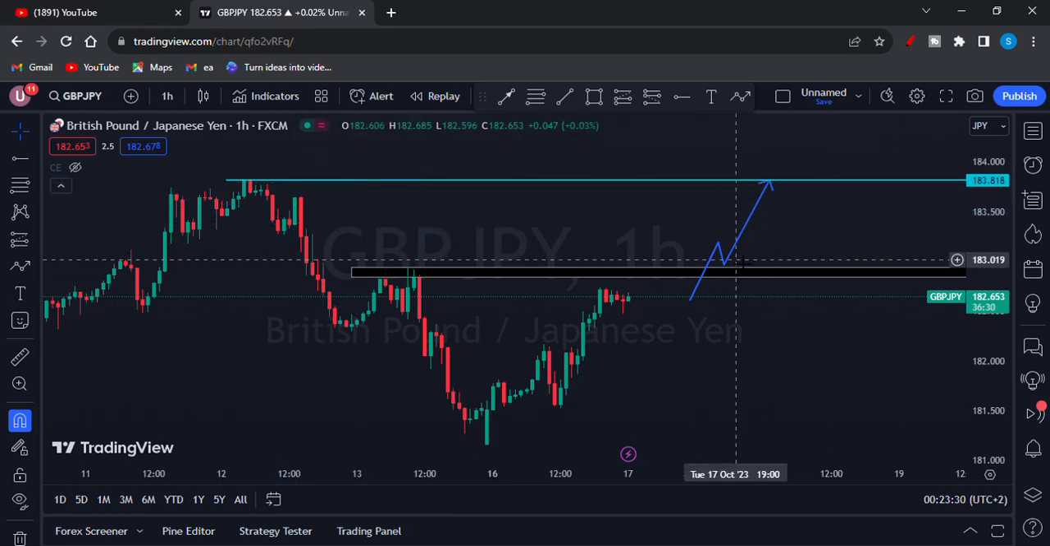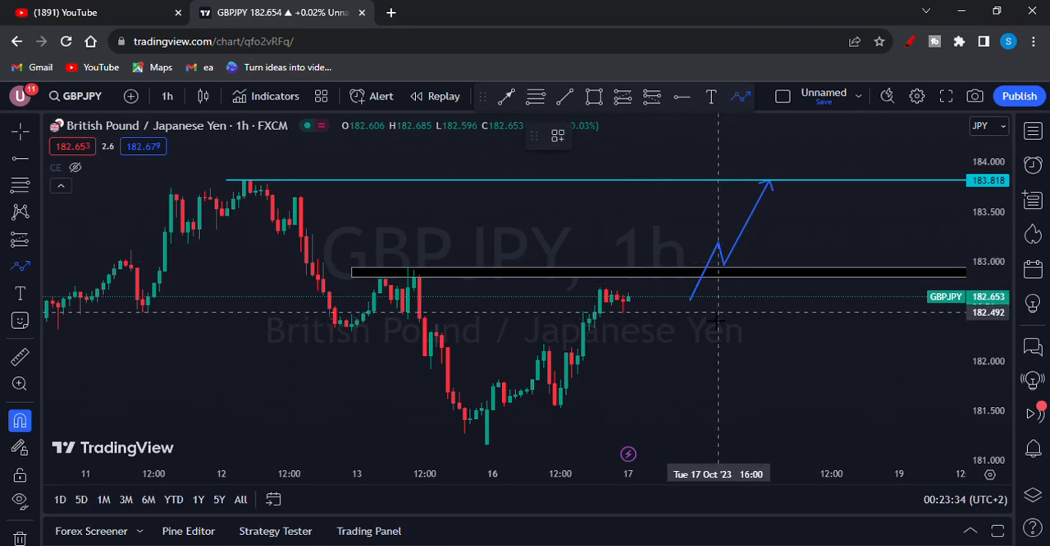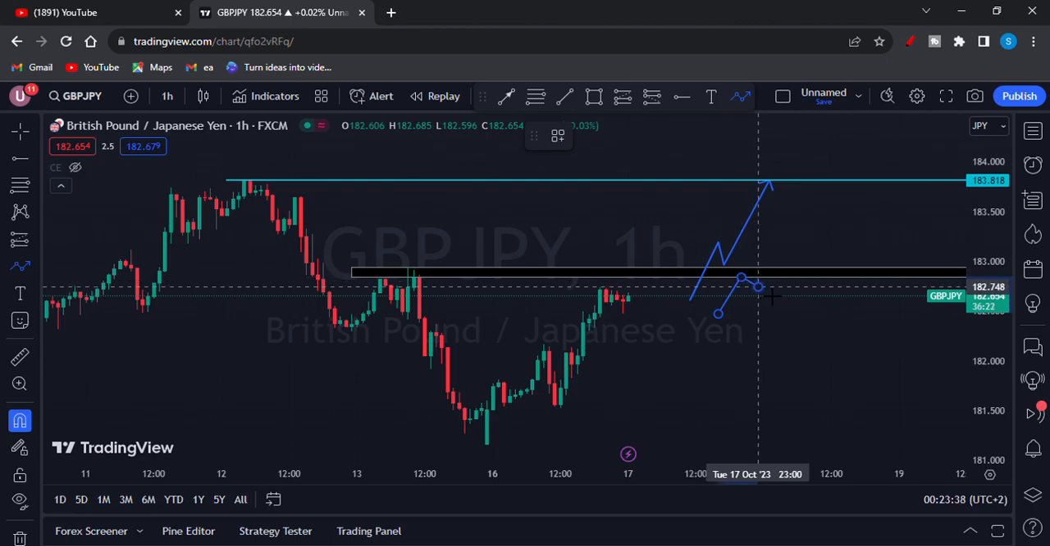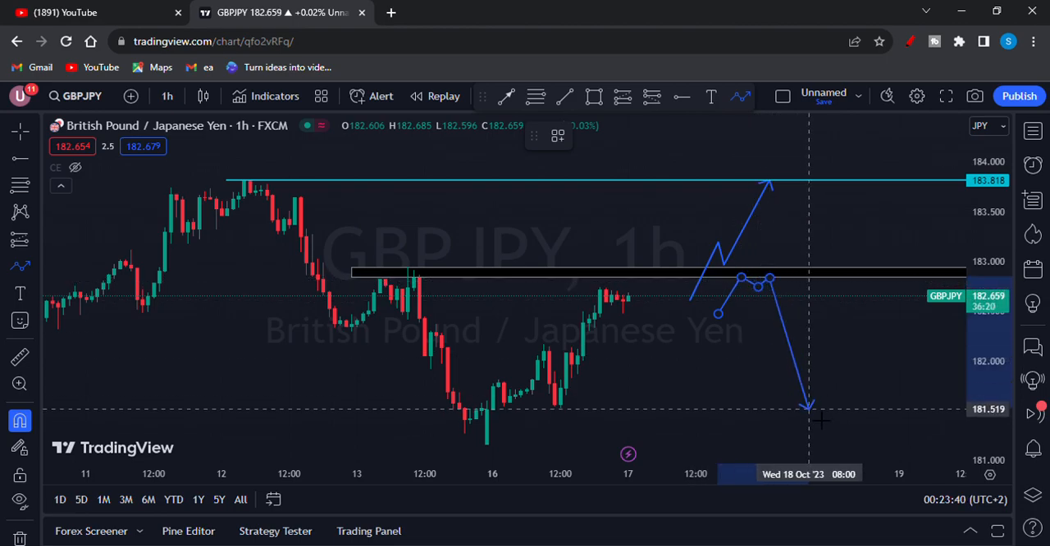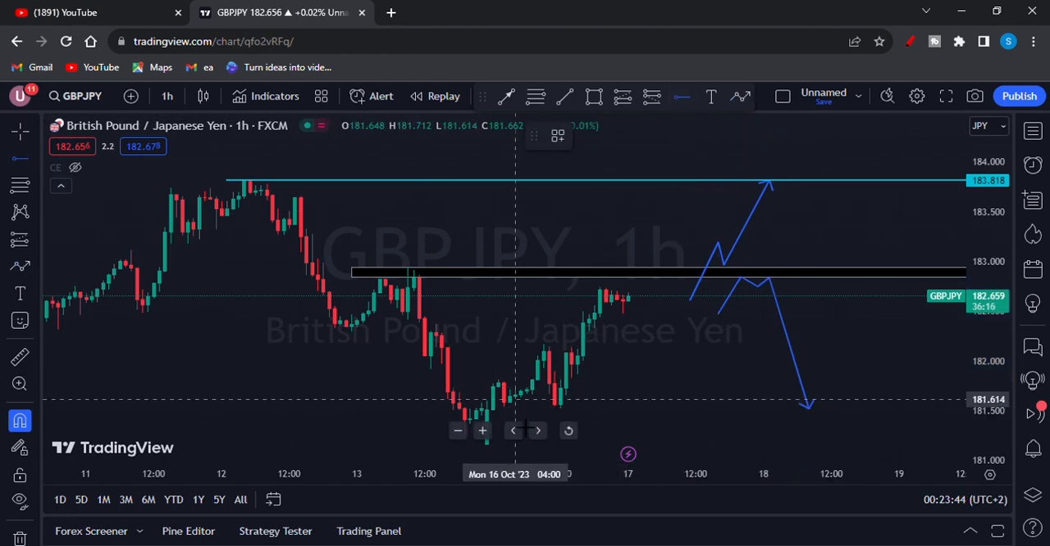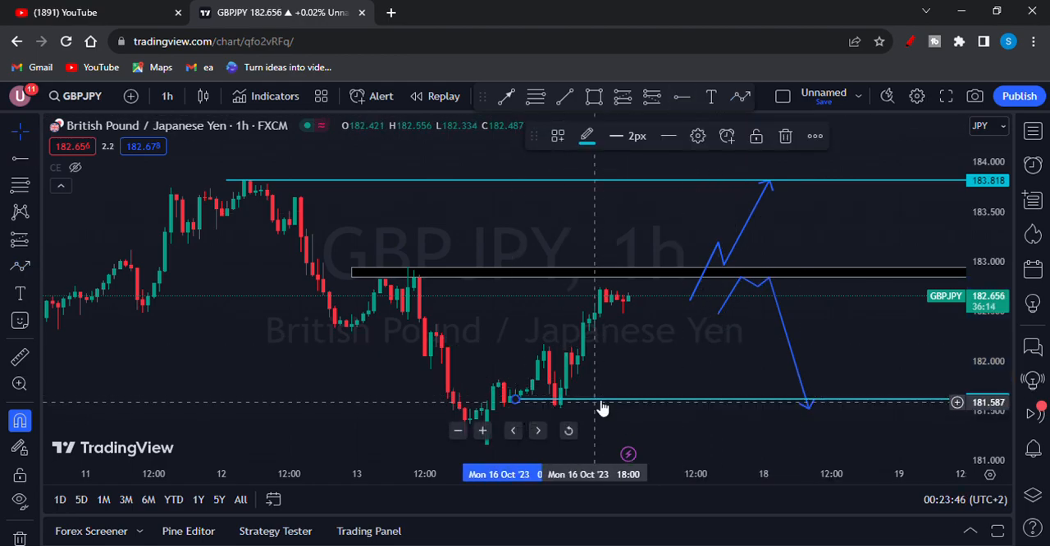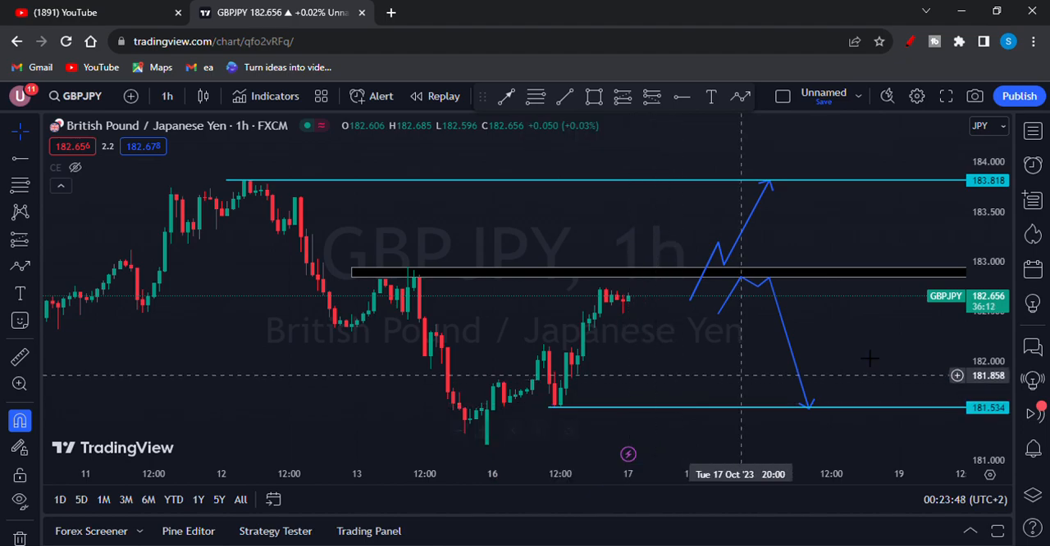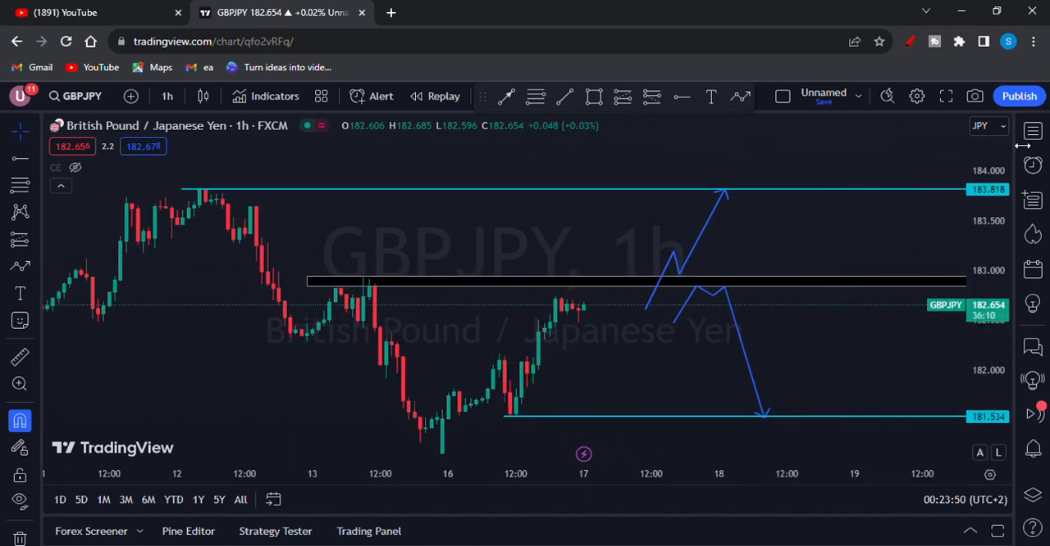And then if this doesn't happen, then there's a possibility that we can see a double top and then potential up to there. So that's my analysis for GBPJPY.